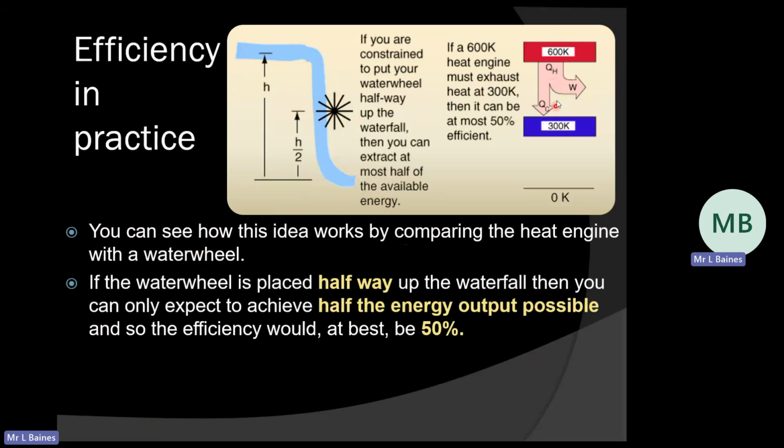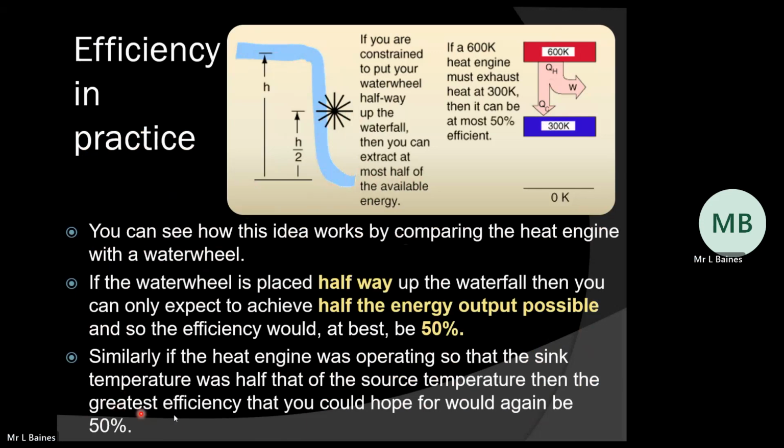I want the greatest difference between those two. So I want to put my water wheel at the bottom to create the biggest difference between the high energy particles and the low energy particles. And if my sink temperature was half of the source temperature, then the greatest efficiency I could hope for would be 50%. If you look at this water wheel as the difference between the hot and the cold sink, in terms of our equation, I want that water wheel to be as big as possible, as big a difference as possible between those two.